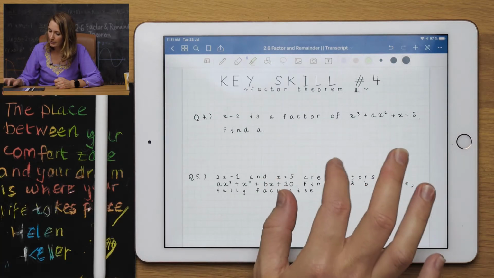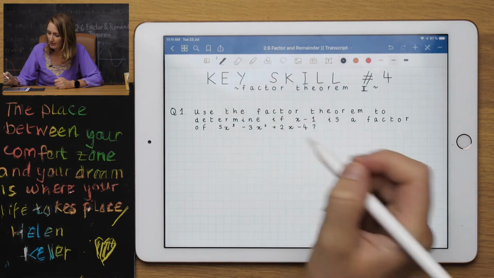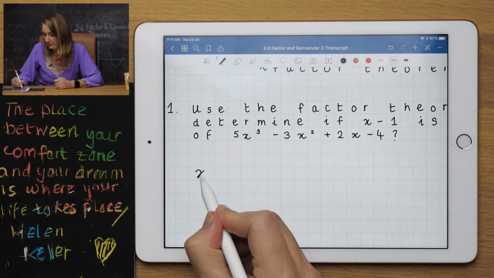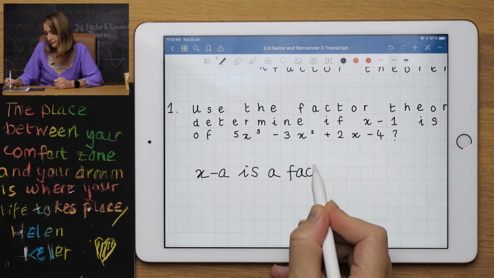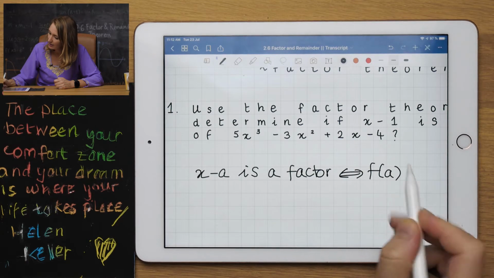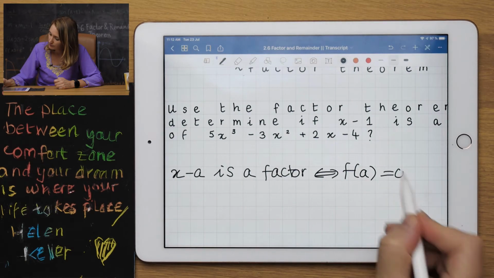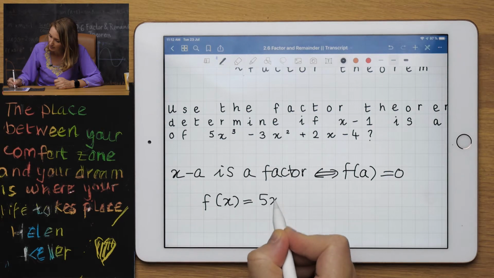What we're going to do here is, first of all, remember we know that the factor theorem says that x minus a is a factor if and only if f of a is equal to 0. Now in our case, f of x is this cubic equation here.